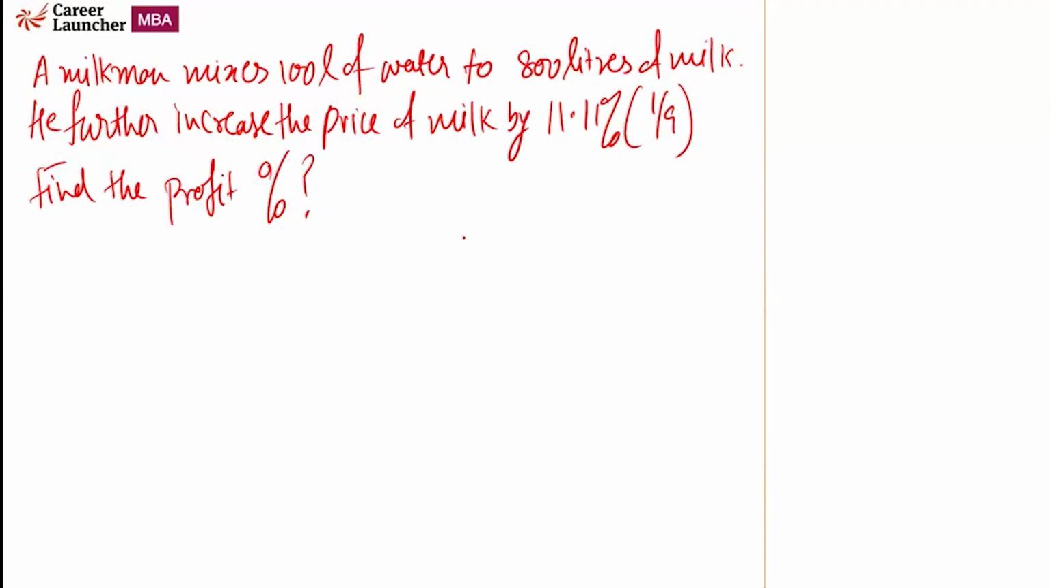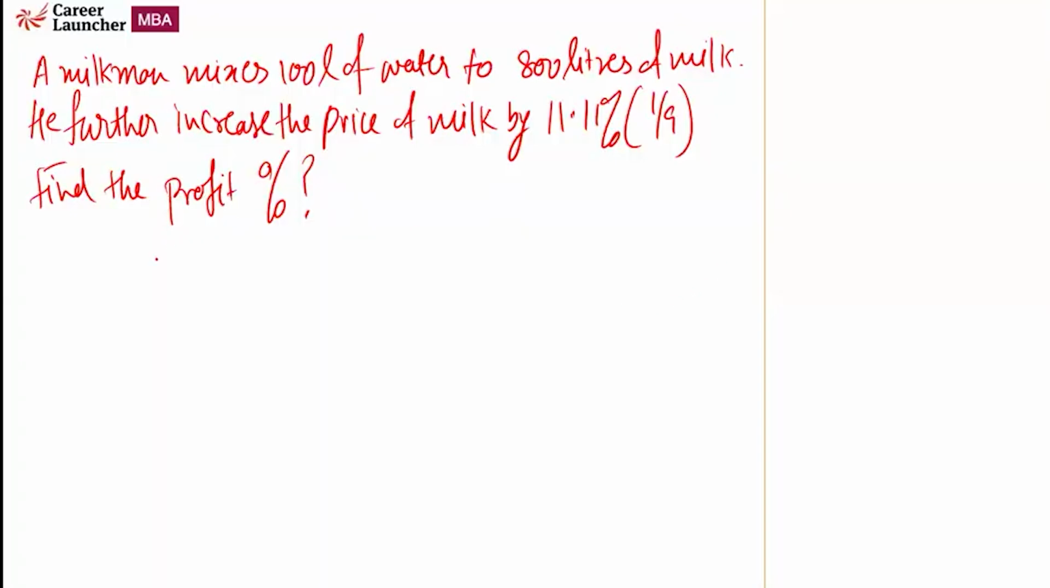तो किसी ने 800 लीटर मिल्क बेचा, ठीक है, लेकिन उसने क्या करा, 800 लीटर मिल्क. A milkman buys 800 liters of milk, adds 100 liters of water and then sells it, जिस प्राइस पे खरीदा था उससे 11.11% of the price is increased. You tell me how much percent profit he has made here. कितना परसेंट उसने प्रॉफिट बनाया, ठीक है. That is what you need to find out.